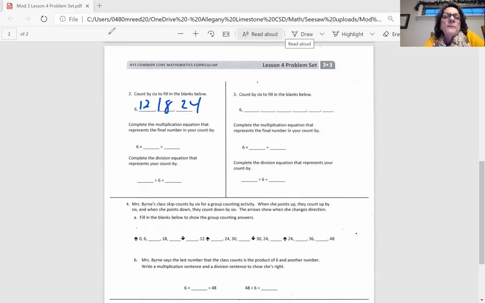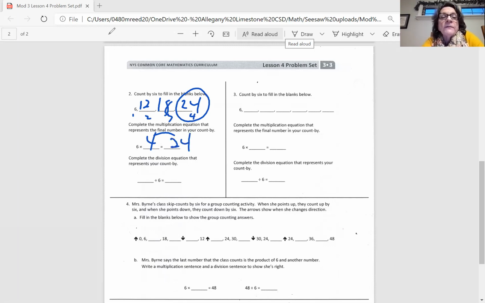Okay, next question. Complete the multiplication equation that represents the final number in your count by. Well, let's make sure we're clear on that. The final number in my count by, I'm going to circle that, is 24. So what math fact or what multiplication equation would we write for that? Well, how many 6s is that? It's 1, 2, 3, 4. It's 4 6s, so 6 times 4 equals 24.